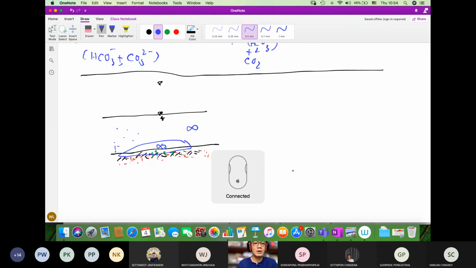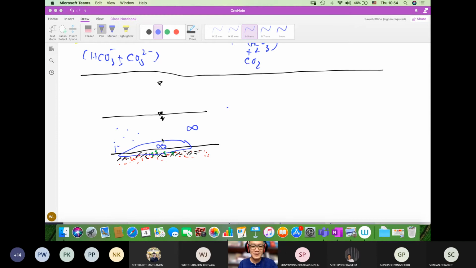So I'm now on the OneNote application page. So hopefully you can follow these applications on the screen. Okay, so this is the screen.